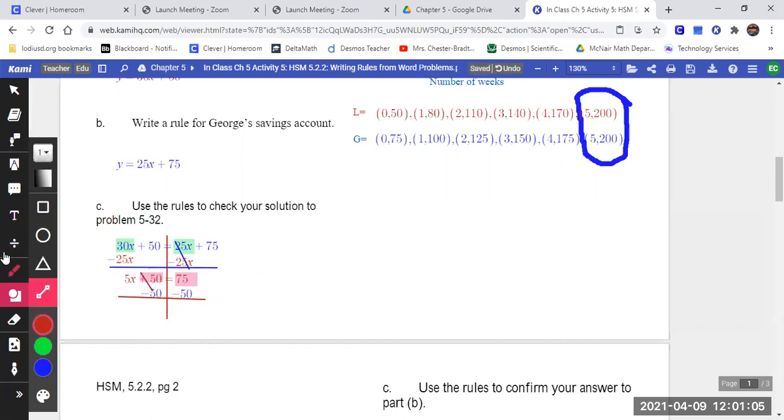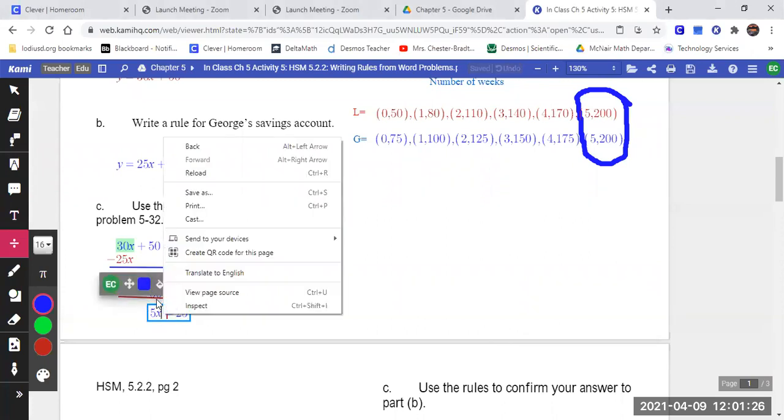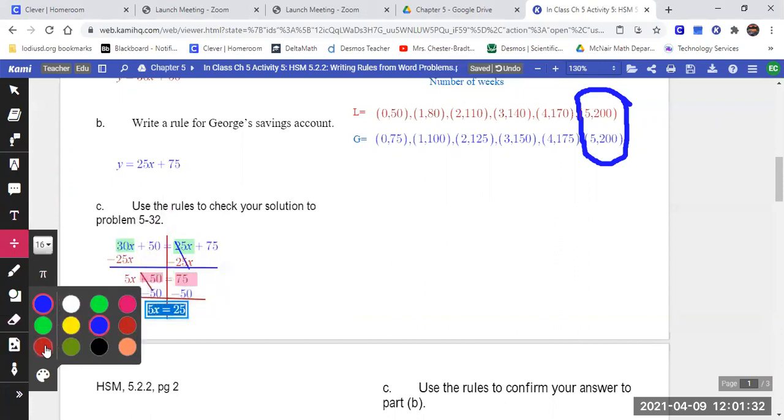Okay, so simplify it. What would we have left? 5x equals 25. Yep. All right, so 5x equals 25 because 75 minus 50 is 25. I have run out of space. If you have not, it's fine. I'm just going to have to move it up over here.